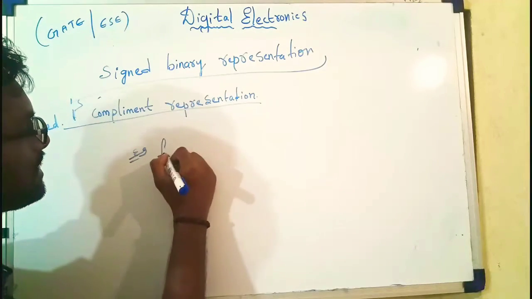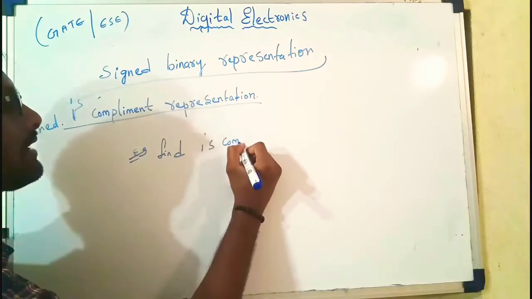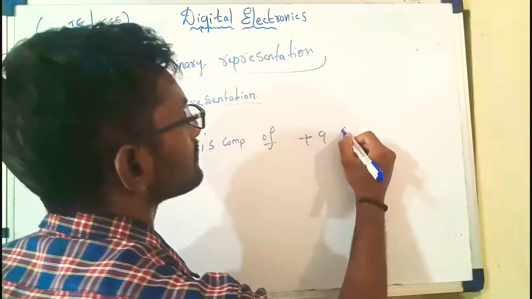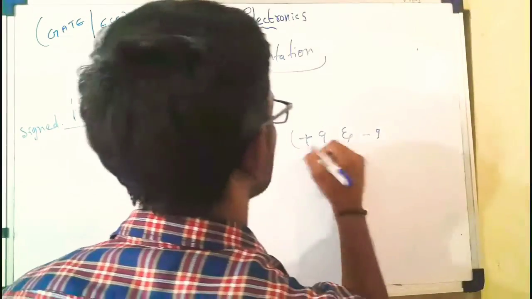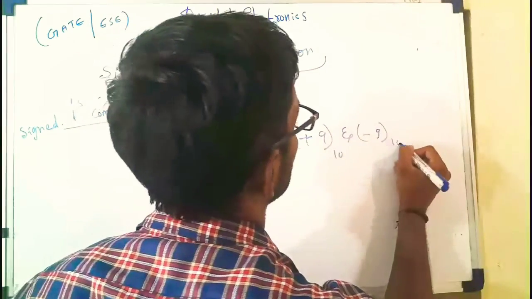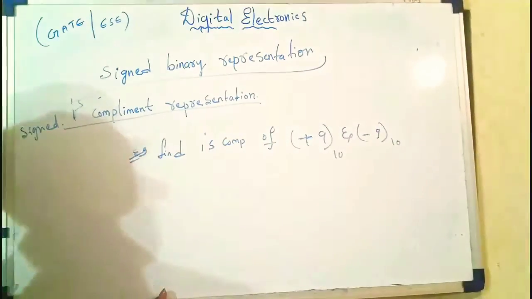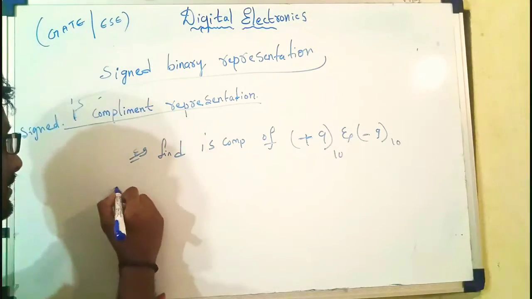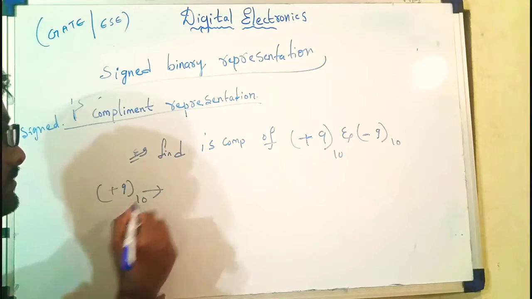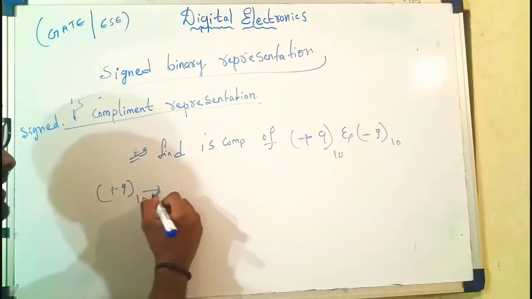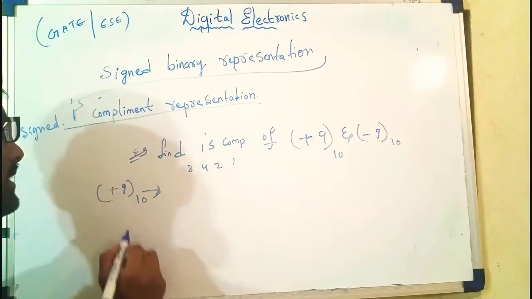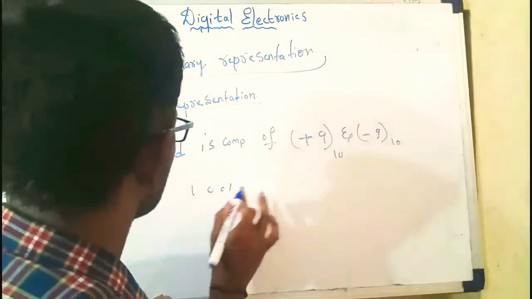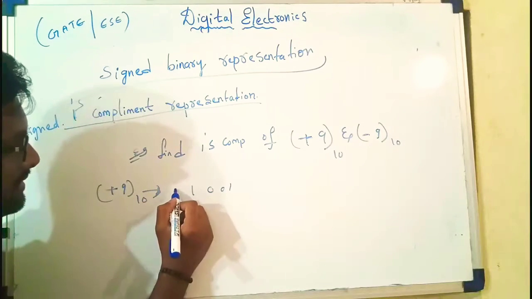Here's an example. Find the 1's complement of plus 9 and minus 9 to the base 10. First, for plus 9 to the base 10, we write the binary number of 9, which is 1, 0, 0, 1, since 8 plus 1 is 9. Plus indicates the sign bit.